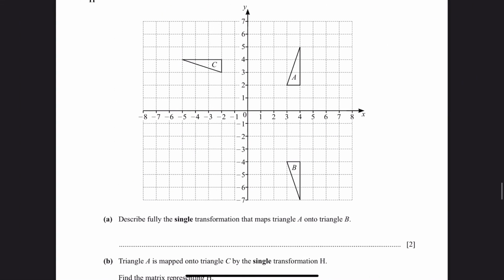The last question is on transformation. It says describe fully the single transformation that maps A onto B. A onto B looks like a reflection, but the reflection line is not here because you don't see the distances being equal. It looks somewhere here. So reflection in the line y equals -1.